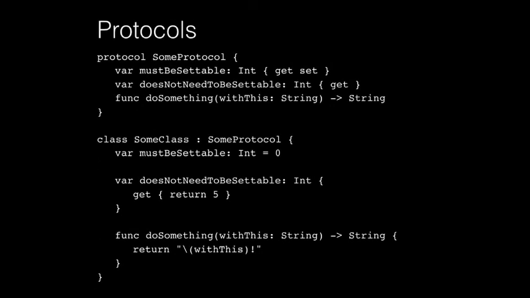Protocols, which I've mentioned a few times, are very similar to interfaces, so I'm not going to spend a lot of time on them because you just feel familiar when you see them, other than the new Swift syntax. Very similar to C#. They can be adopted by classes, structs, and enums.